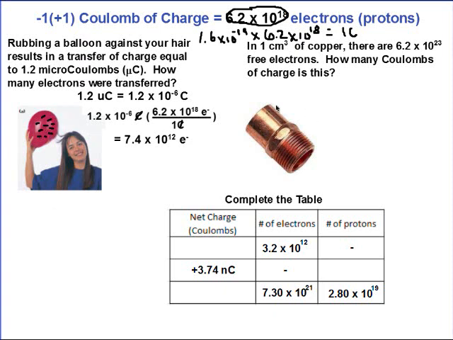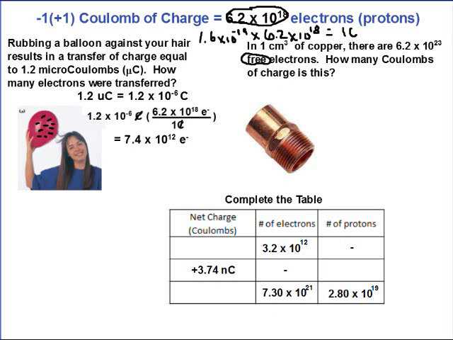Now if we take a look at copper, this is a copper fitting that plumbers might use to run water lines in a home. 1 cubic centimeter of copper has about 6.2 times 10 to the 23rd free electrons. When I say free electrons, I mean the electrons that are somewhat easy to remove from the copper atoms. And so they can easily transport things like electricity.